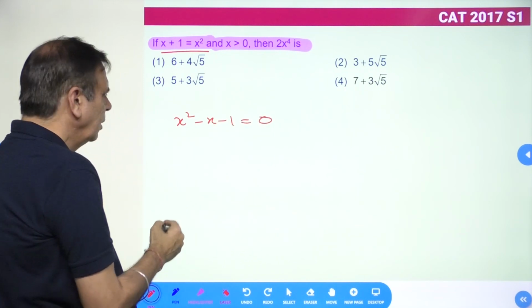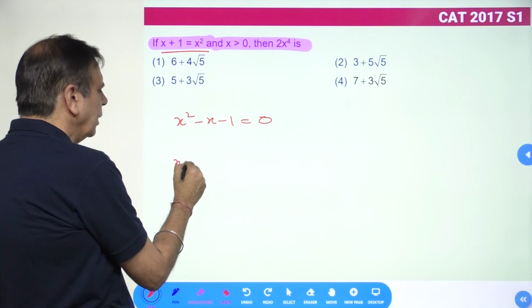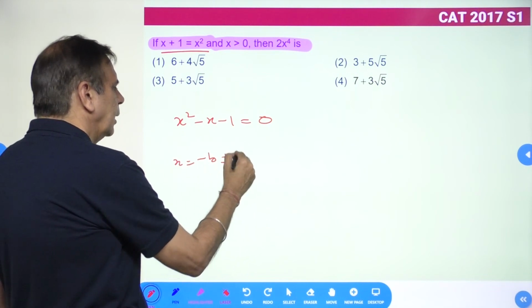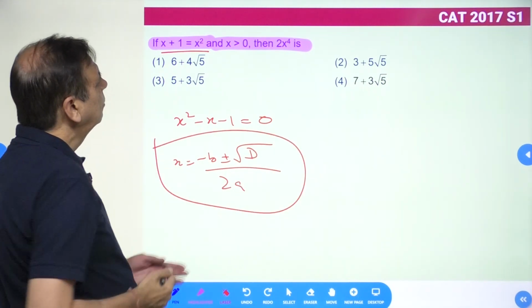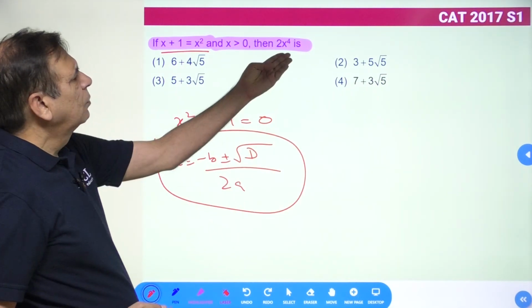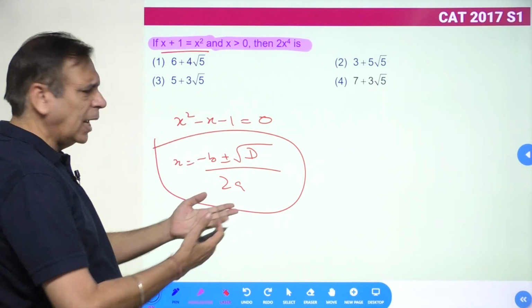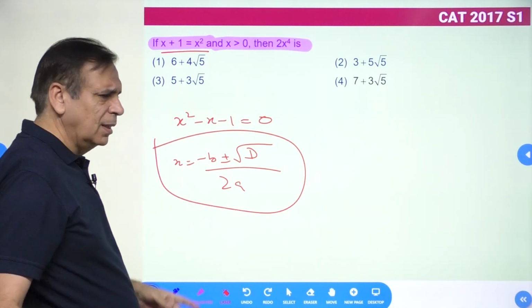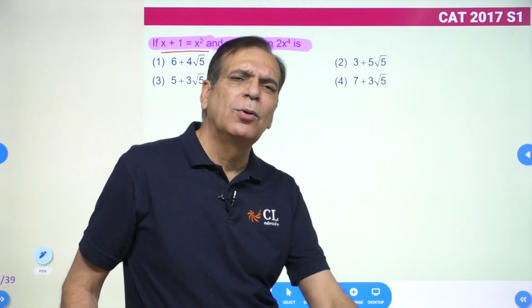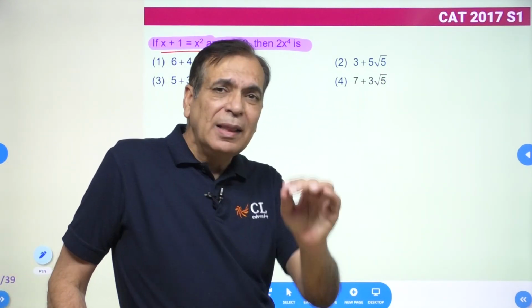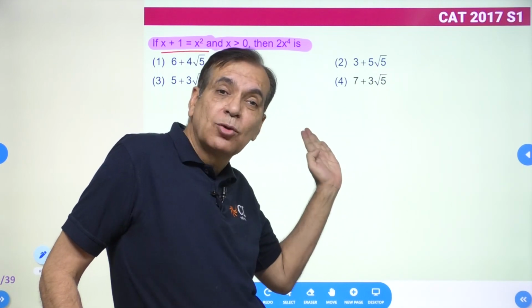Solve this equation, which means you find x is equal to minus b plus minus under root of discriminant upon twice of a. Find the value of x, find the value of 2x to the power 4. Can be done mathematically, obviously can be done. But tell me one thing, when you have a calculator at hand, what stops you from using it? In CAT, they give you a calculator, no? It is for such stupid questions.